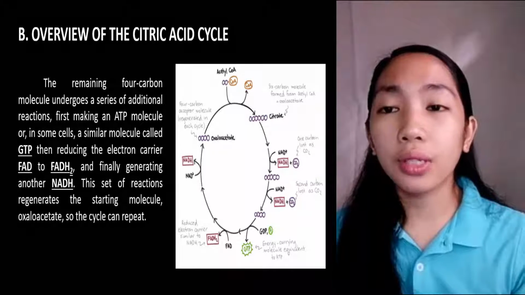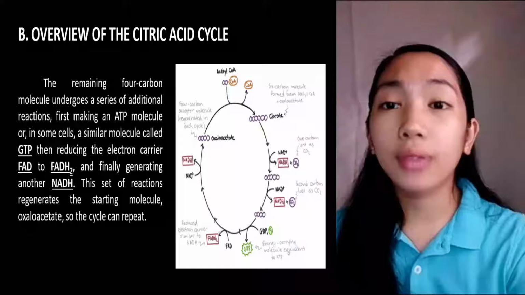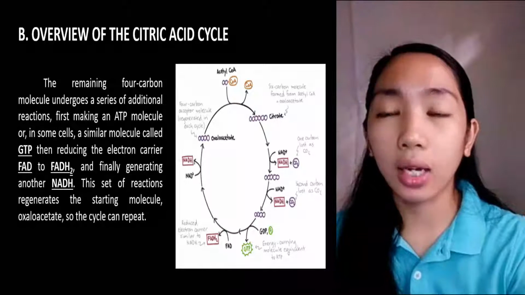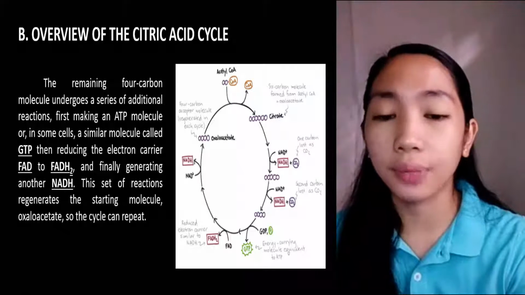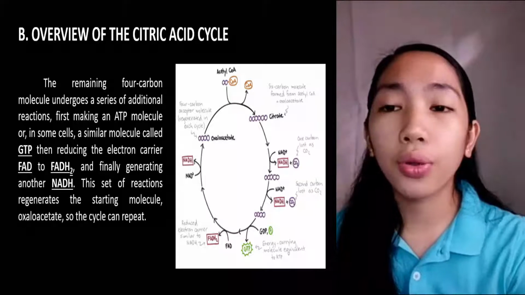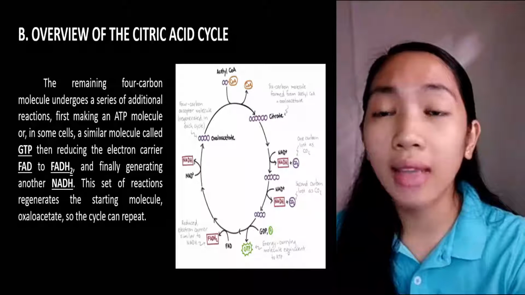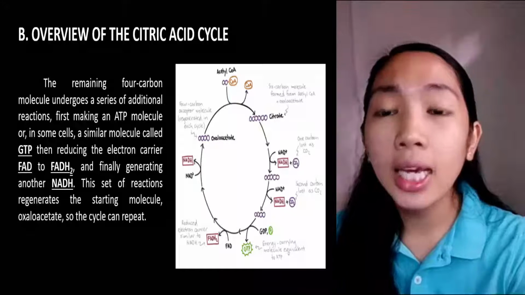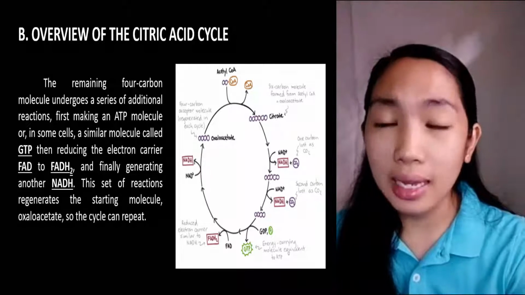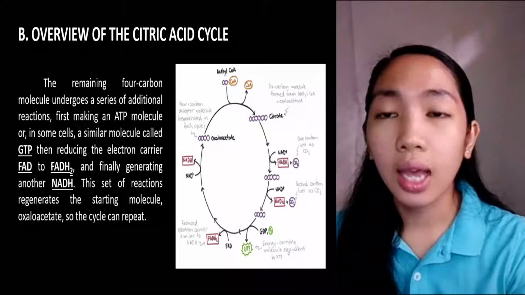To continue the report about the overview of the citric acid cycle, we are now down to the 4 remaining carbon molecule of the Krebs cycle, or the citric acid cycle. These 4 carbon molecules will go through a series of reactions. First is to convert the guanosine diphosphate, or GDP, to GTP, the guanosine triphosphate. So GTP is similar to ATP, adenosine triphosphate.